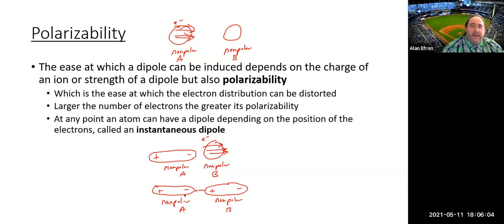Any questions on that? So instantaneous dipoles, which fall under dispersion forces, are the intermolecular force that nonpolar molecules basically use with other nonpolar molecules. Any questions on that?